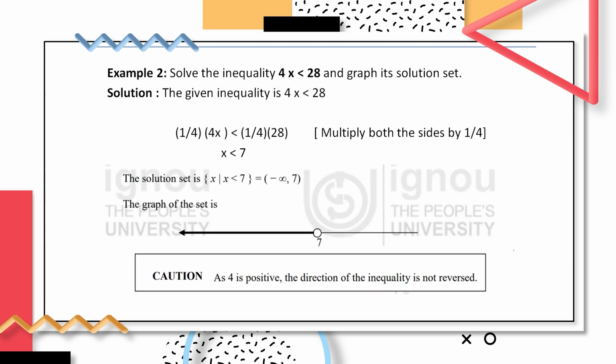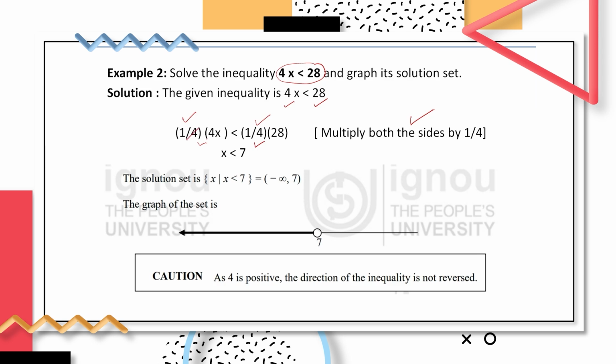Now the next example is: solve the inequality 4x less than 28 and graph its solution. Now over here the inequality given to you is 4x less than 28. In order to have just the variable, that is x, on the left hand side, this is the left hand side of the inequality, this is the right hand side of the inequality, we multiply both sides by 1 by 4. So multiplying both sides by 1 by 4, you will get the expression 1 by 4 into 4x less than 1 by 4 into 28.